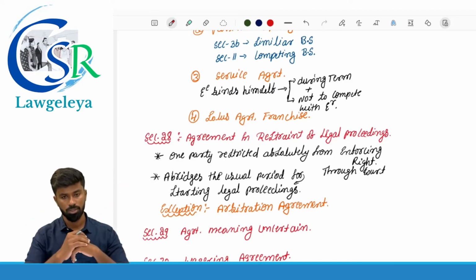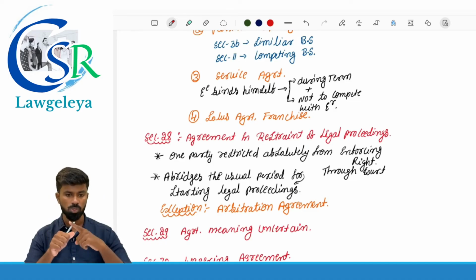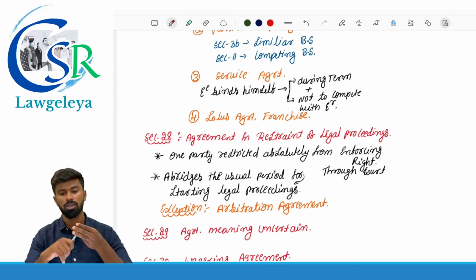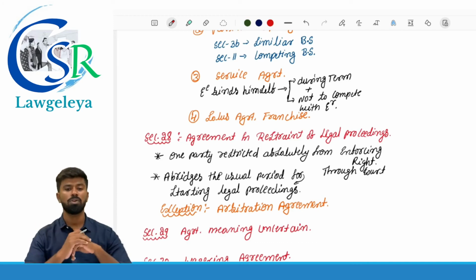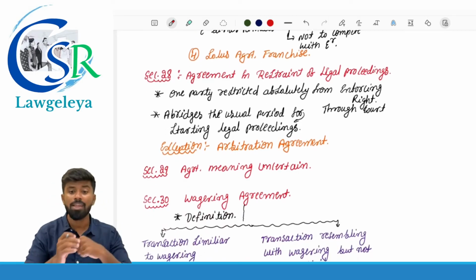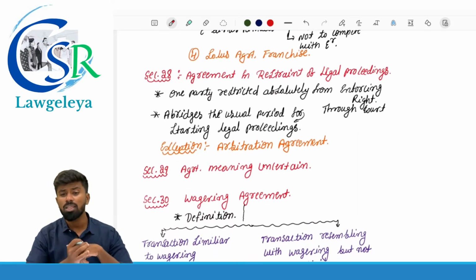So in general, section number 27 provides that any agreement in restraint of business or trade is void. But there are 4 exceptions. First one, sale of goodwill. Second one, partnership agreement. Third one, service agreement, and the fourth one is solus agreement or franchisee agreement. Section number 28, agreement in restraint of legal proceedings.